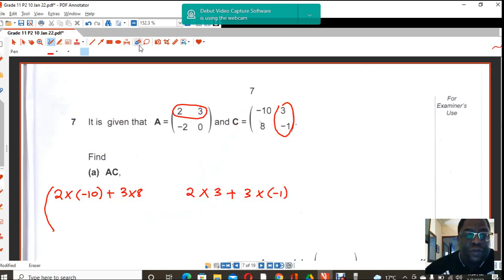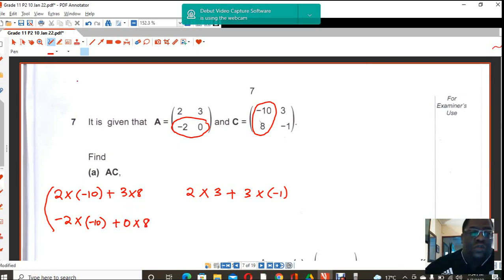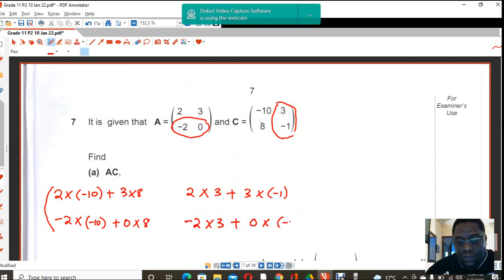Now when we're done with that, we're going to go to the second row and do the same. We multiply the second row with the first column, so that's negative 2 times negative 10 plus 0 times 8. Then we do the same, multiplying that row with the second column, so that is negative 2 times 3 plus 0 times negative 1.